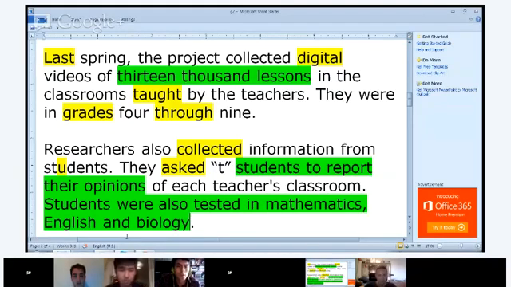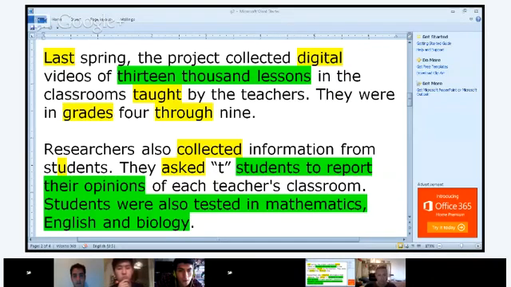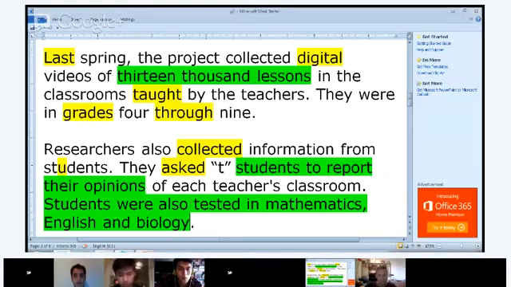Okay, and these students in the United States, grades 4 through 9, the age of the students would be approximately 10 through 14 or 15, something like that. 10 to 15 years of age. Okay, great. So let's continue.